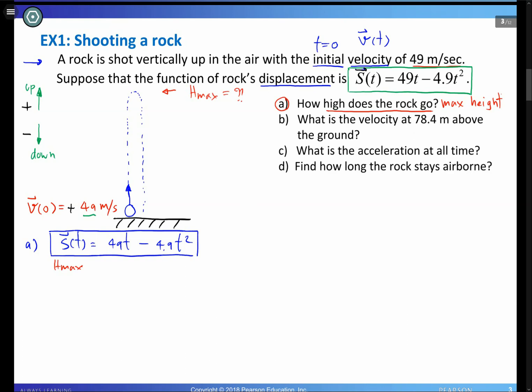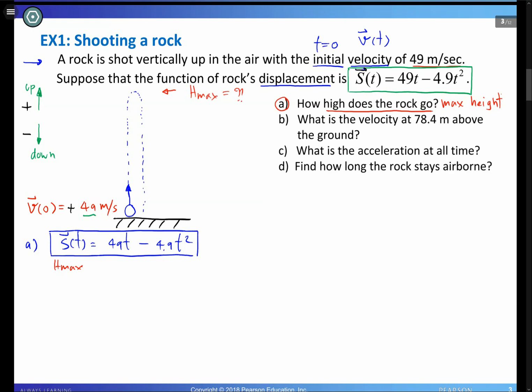Well, listen to this. Maximum height is the maximum distance from the ground to the top of the flight of the rock. Displacement, on the other hand, or you can call it s of t, can tell us about the position of the rock in the air. So they are quite similar. The distance from the ground and the position in the air, which means that we should be able to use s of t to find h max. However, there is one problem.